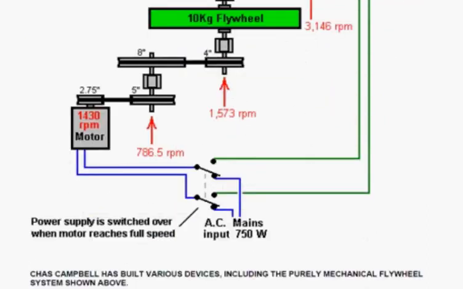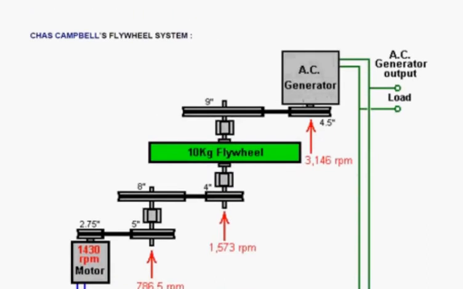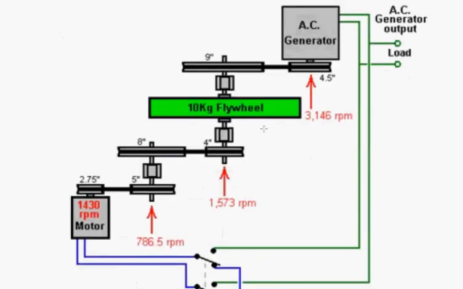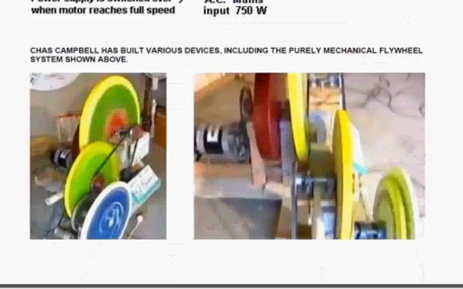Now the thing is, once this gets up to speed, what he does is he switches the input to the motor over from the mains to the output of the generator. Now this is very convenient, and it powers itself and it powers other equipment that he wants to use, like drills and saws and the like. This is a photograph of his actual first construction.